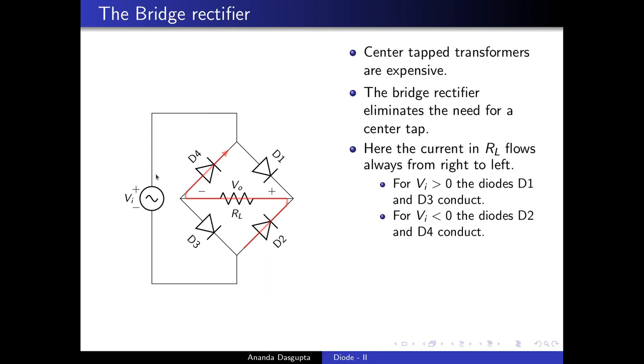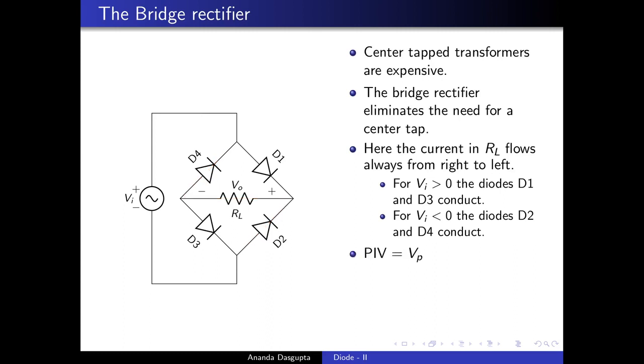So for both positive Vi and negative Vi, that is for both halves of the input cycle, the current flows through the resistance RL from right to left. So in both halves, the right end is positive. So once again, we have a full wave rectification. There is current in both halves of the cycle, and the current is always in one direction.